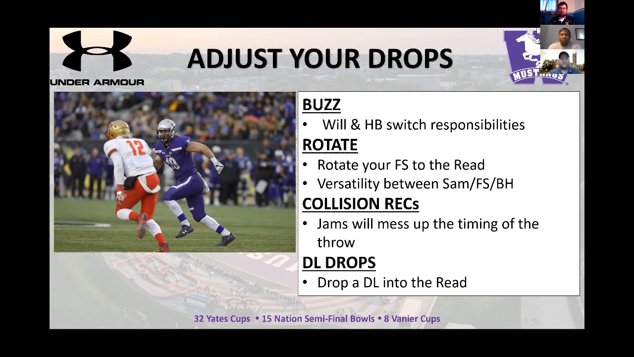Another real easy one, which is designed in a lot of people's zone coverage principles, is just collision receivers. Okay, like if they're trying to throw to the number 2 receiver weak, if you get the halfback jamming that guy, that essentially almost eliminates the route that he was going to run, or it screws up the timing enough that the quarterback has to put the ball down, then potentially your defensive line can get after him there. And then the last thing is just adding defensive linemen into your drops.